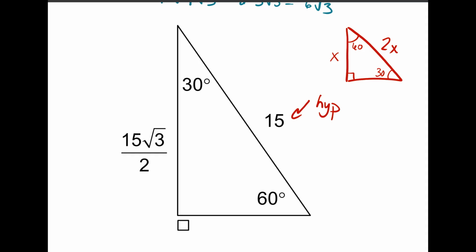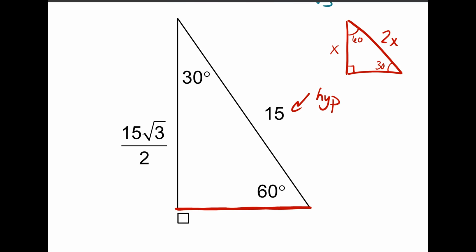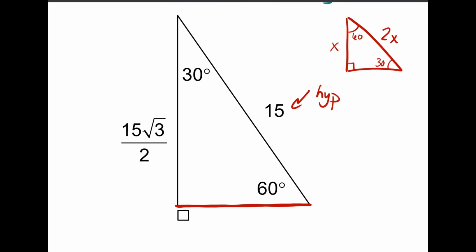The shortest side is the one opposite from 30. So I wanted to know, what is this length right here? Half of the hypotenuse, which is 15. Why is it half the hypotenuse?